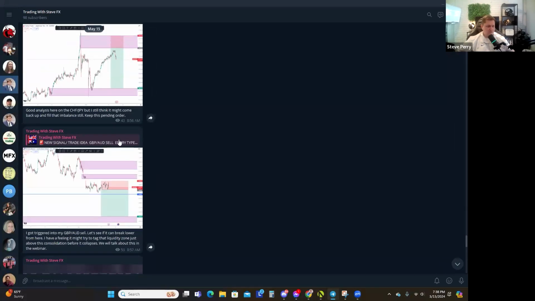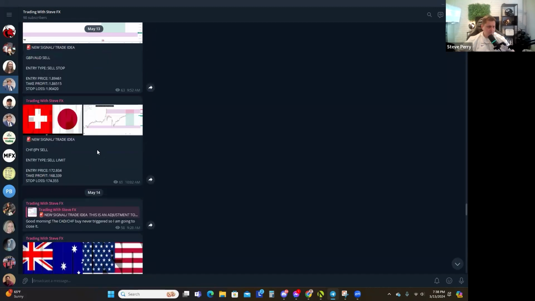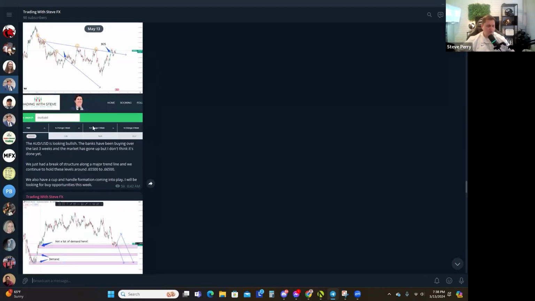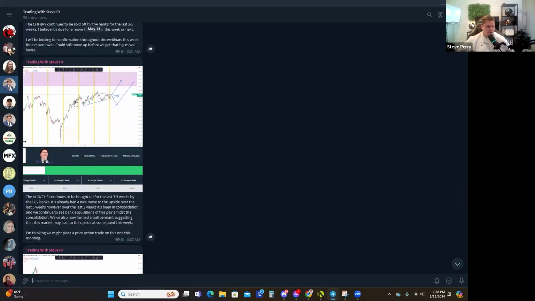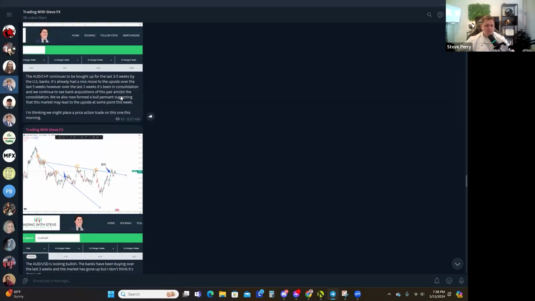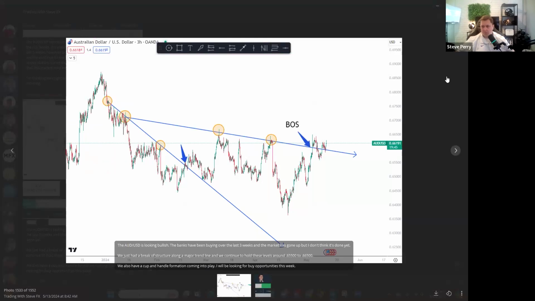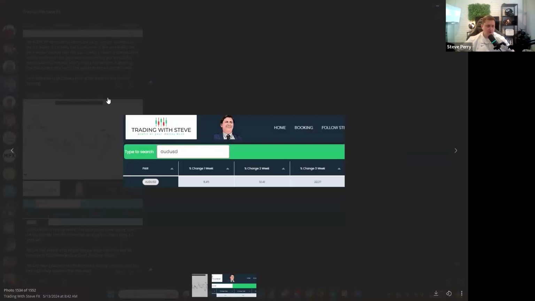I sent you guys these right here. These are my analysis. So I'll look at, okay, here's Aussie franc. I'm thinking this is going to go up, right? These are the ones that I'm feeling the most confident with. Okay, here's the Aussie dollar. I think this is going to go up this week. Obviously, that was a good trade.